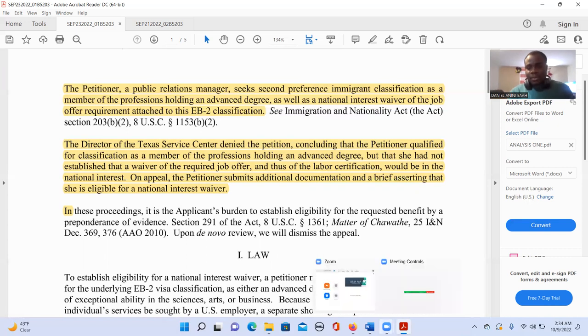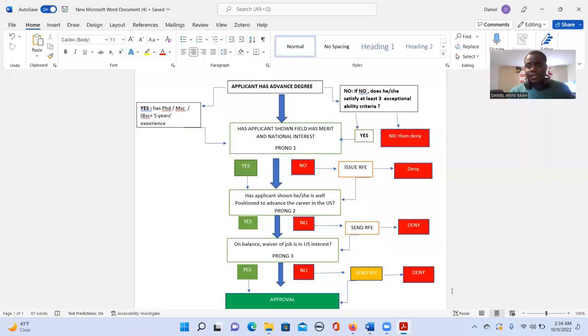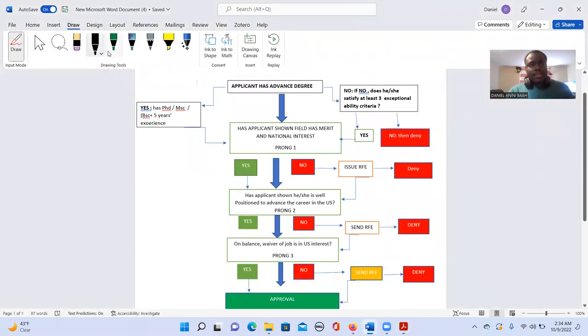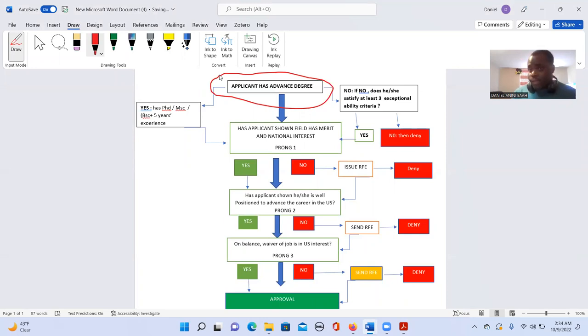The director said this person was able to satisfy the advanced degree level of the decision. So it could be that this person has a master's degree or a PhD in public relations, or a bachelor's plus 5 years of experience. But the officer said that the person failed to document that this field is in the national interest, or that a waiver of the job requirement is in the national interest. It could be that the officer is faulting either level. Most of the time, the person failed to document prong one, and obviously prong two is also missing, but they have something in common: the waiver of the job offer in the US national interest. Okay, so these are the levels which I think the person was having a problem with.